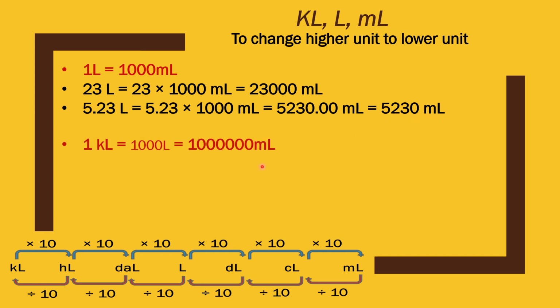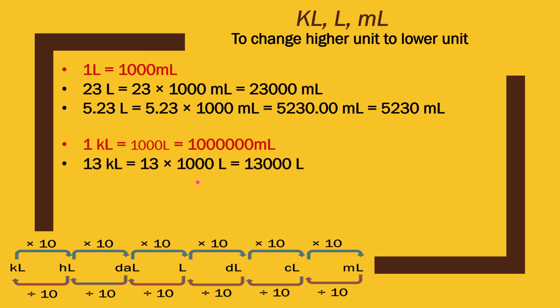Now, if you need to convert kiloliter into liter, 1 kiloliter equals 1000 liter. You need to multiply by 1000 whenever you need to convert kiloliter to liter. And if you need to convert kiloliter to milliliter, you need to multiply by 10 lakh. So 1 kiloliter equal to 1000 liter and 1 kiloliter equal to 10 lakh milliliter.